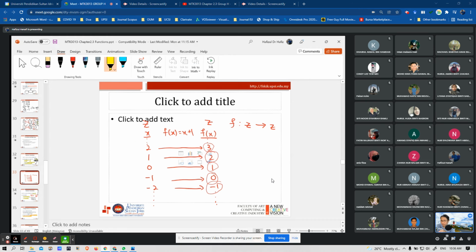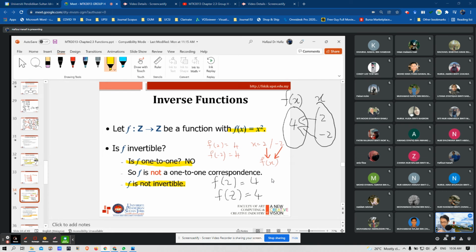Okay, you have to inverse the function, and then this one is just to check. 2, 3, 1 is 2, 0, 1. Negative 1, 0 and negative 2, negative 1. Okay, inverse function. This one is another example.